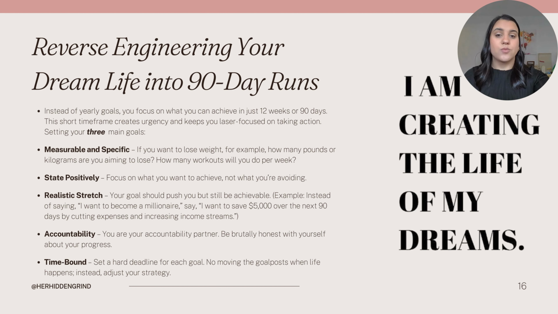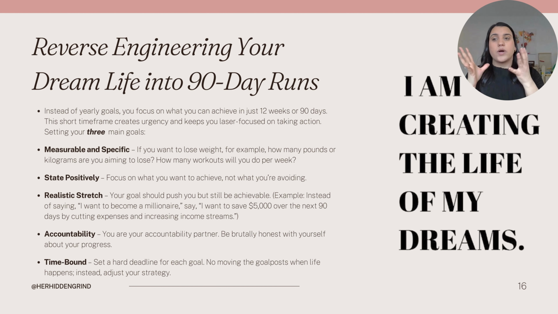And we're going to follow the 12-week year method for these 90-day runs. So, what is the 12-week year? Most of us think in yearly terms, or we have an annualized way of thinking when it comes to goal setting. But the 12-week year is a concept from Brian Moran and Michael Lennington, which flips that whole concept on its head. Instead of yearly goals, you focus on what you can achieve in just 12 weeks, or in our case, 90 days. 12 weeks is not quite 90 days, it's just under. But this short time frame creates urgency and it keeps you laser focused on taking action.